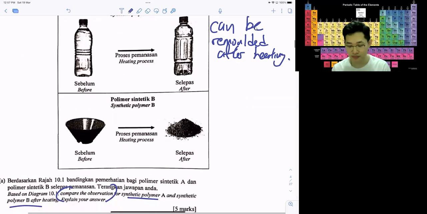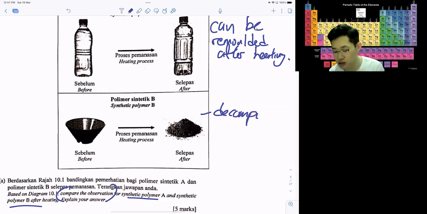And then this one, you can say it cannot be remolded, or you can just say that it decomposes when heated.